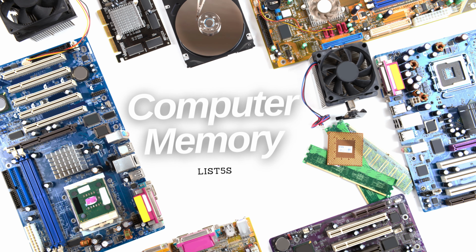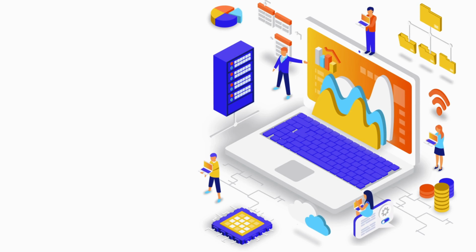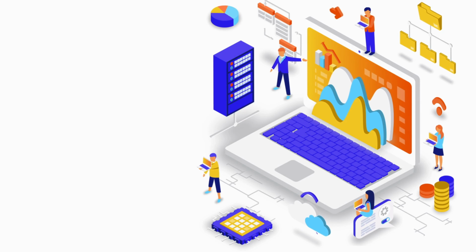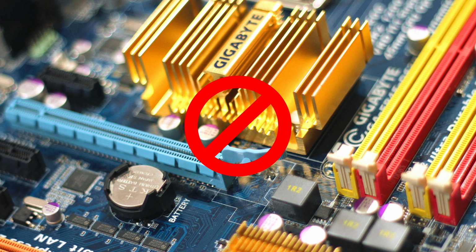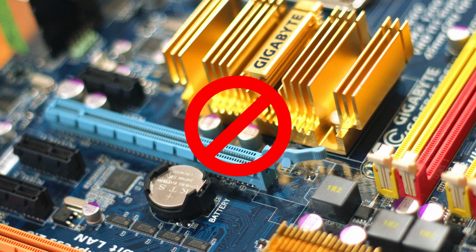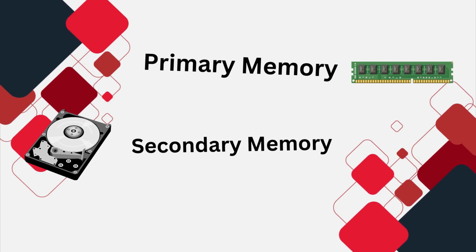Computer memory. Computer memory is a place where the computer stores data and instructions. It's like a workspace for the computer to use. Without memory, the computer wouldn't be able to do anything. There are two main types of computer memory: primary memory and secondary memory.